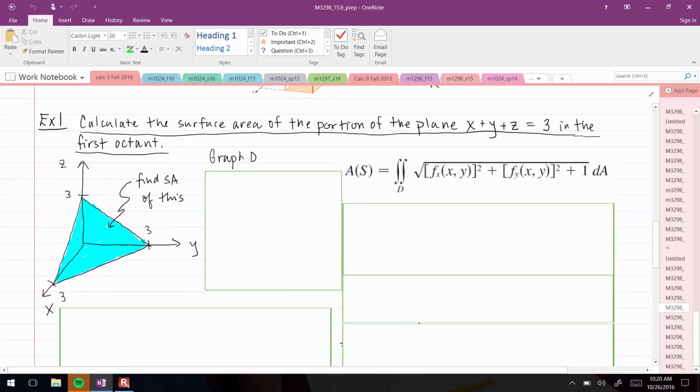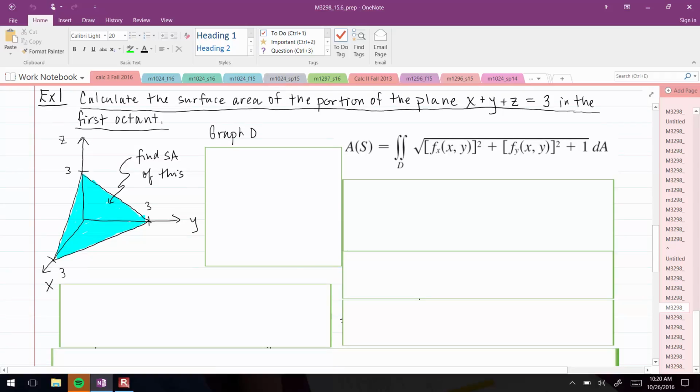So example 1 says calculate the surface area of the portion of the plane x plus y plus z equals 3 in the first octant. This is actually one that's not too difficult to graph. You can use intercepts, x equals 0, y equals 0, and z equals 0 one at a time, or I should say two at a time, letting them equal 0 to find the third one. Then you can get those x, y, z intercepts, and the plane is going to be characterized by that.